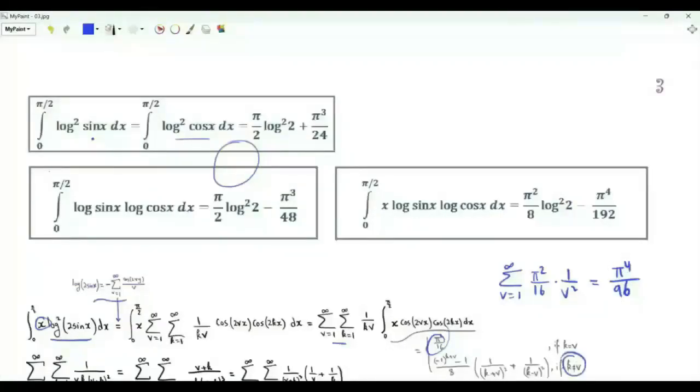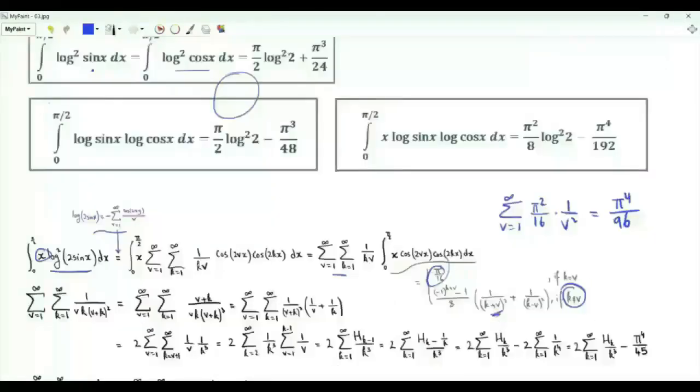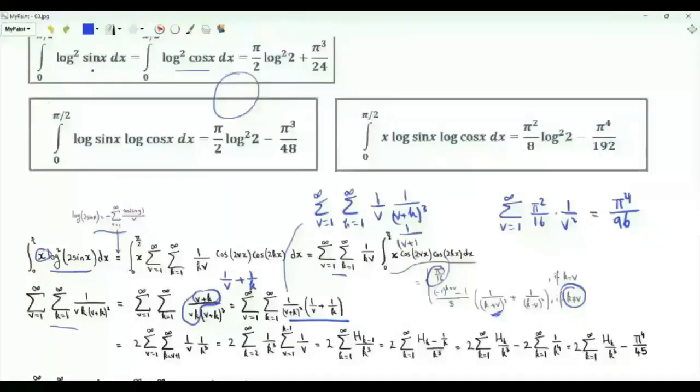The situation is more complicated when k is not equal to v. Let's consider this part of the solution, 1 over k plus v squared. To obtain this double sum, multiply numerator and denominator by v plus k. The summand becomes v plus k over vk times v plus k cubed. v plus k over vk is 1 over v plus 1 over k. We have summation v from 1 to infinity, summation k from 1 to infinity, 1 over v times 1 over v plus k cubed. When k is 1, this is 1 over v plus 1 cubed. When k is 2, this is 1 over v plus 2 cubed, and so forth.